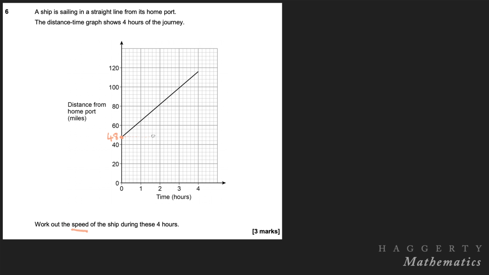And after 4 hours, well, we've moved further away from the port. And where's that going to leave us?